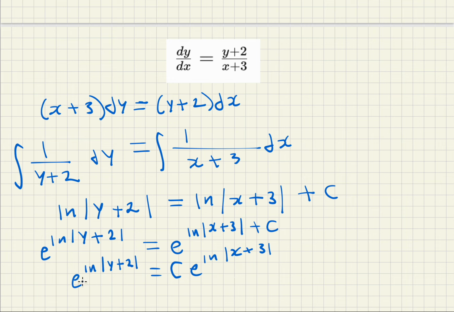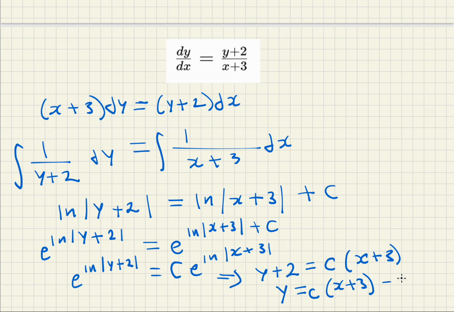And from here, e to the power of natural log of any equation is that equation itself. So we can write y plus 2 is equal to c times x plus 3. And since we've integrated and solved partially, we can now isolate y, and we get c times x plus 3 minus 2. And so we've got our original equation of y.